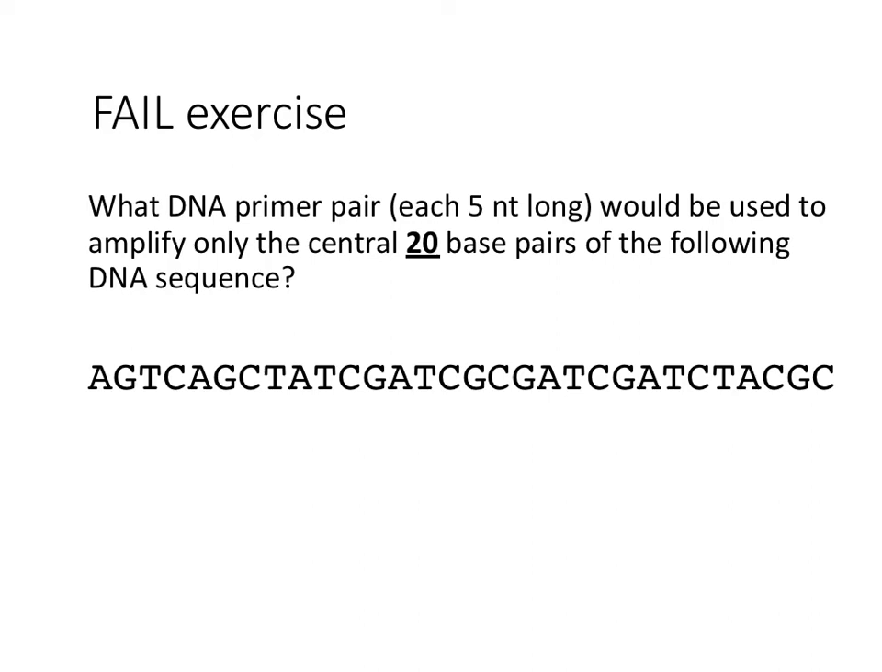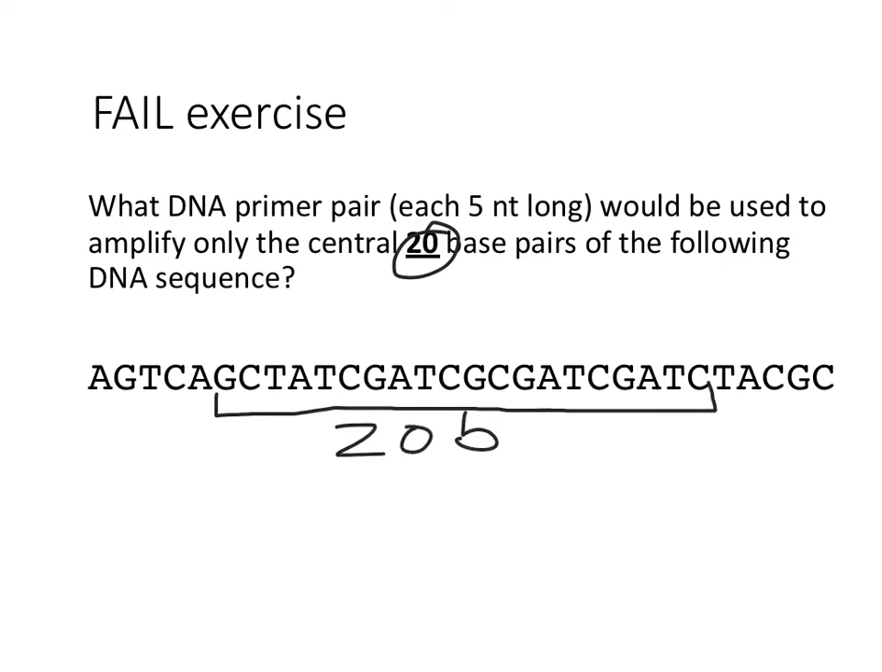I goofed up, as usual. I think in the chapter it says central 10 base pairs, not 20, but it should have said 20. So this is a 30 nucleotide long piece of DNA. I'm asking, what DNA primer pair would you use to amplify the middle 20 base pairs, not the middle 10? Because I know this is 30 nucleotides long, I know the middle 20 is there, leaving 5 on either side. So there's the central 20 base pairs.